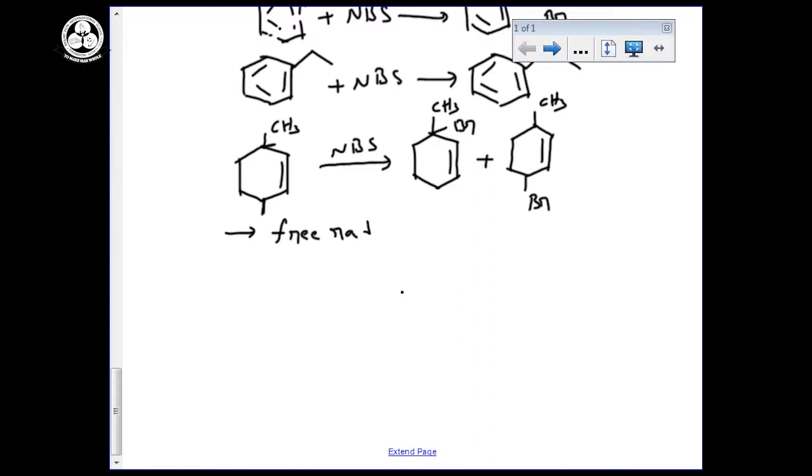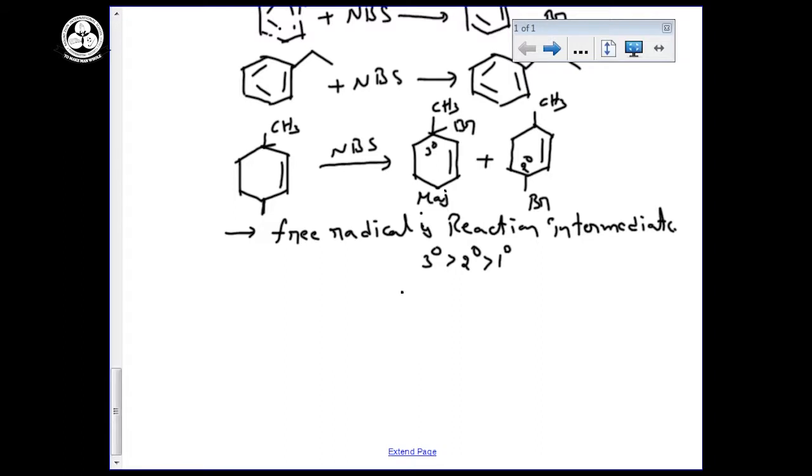Free radical is the reaction intermediate. If the free radical is the reaction intermediate, the stability order is 3 degree more stable than 2 degree, than 1 degree. Here the bromine-attached carbon is 3 degree. Here the bromine-attached carbon is 2 degree. So this is our major product and this is our minor product.